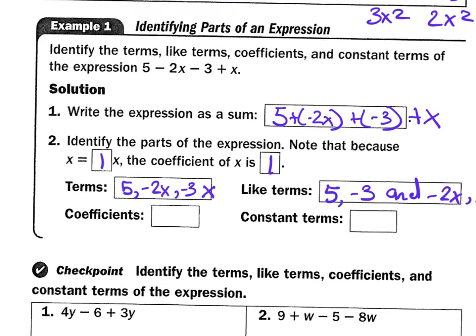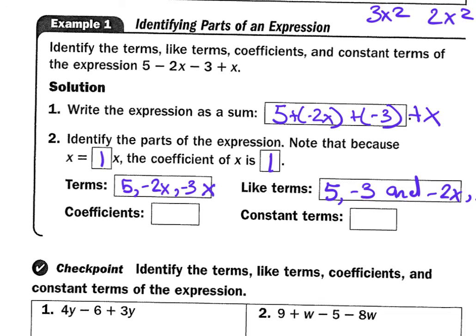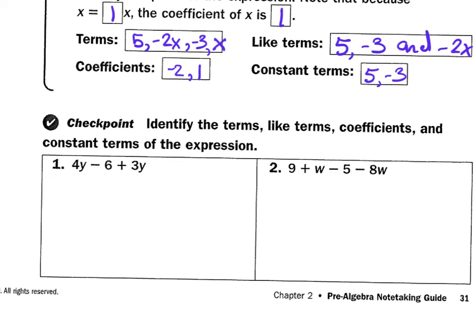Our coefficients are the numbers in front of our variables. So we have a negative 2. And in front of this x, there's a 1. Our constants then were 5 and negative 3. So we are going to check these. Identify the terms, the like terms, coefficients, and constants in the expression.